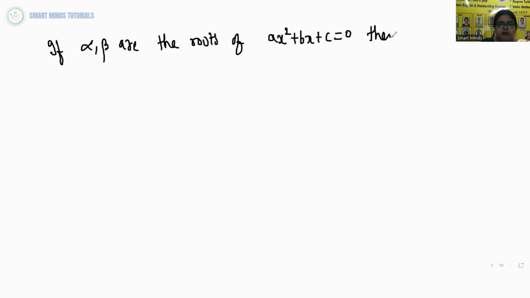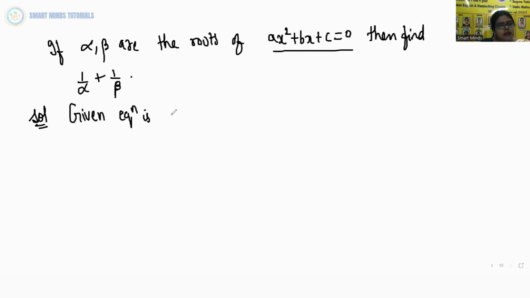Now take another model. Next question. If alpha comma beta are the roots of ax square plus bx plus c is equal to 0, then find 1 by alpha plus 1 by beta. So whenever this kind of questions come, like they say alpha beta are the roots of ax square plus bx plus c is equal to 0, then we have to do this way. So first you write the given equation. This is the standard equation which is given. Given equation is ax square plus bx plus c is equal to 0.